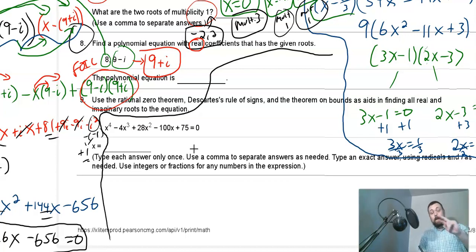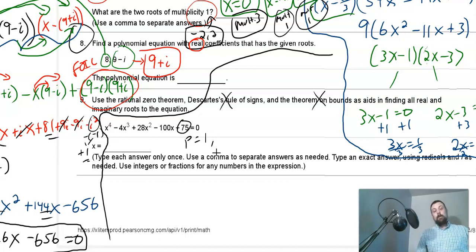So there's 2 problems on this test where you have to do p's and q's and synthetic division to find the zeros. We skipped Descartes' rule of signs. We skipped the theorem on bounds. You don't need those to do this problem. So we're going to do this problem the same way we did the previous one, number 6, right? So P has to be a factor of the constant term, which is 75.